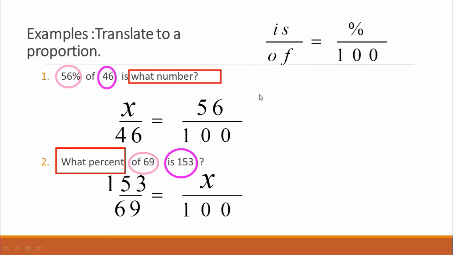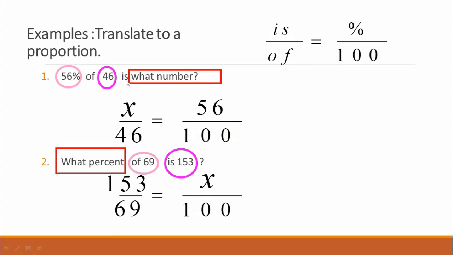Sometimes students cannot identify the part and the whole. So by these two words, "is" and "of", we can easily identify the part and the whole in the descriptions. A number connected with "of" is considered the whole, and a value connected with the "is" is considered the part. So in this description, 56% is the percent, 56 divided by 100. Now two things remain, is and of. 46 is connected with of. 56% of 46. So "is" is unknown.